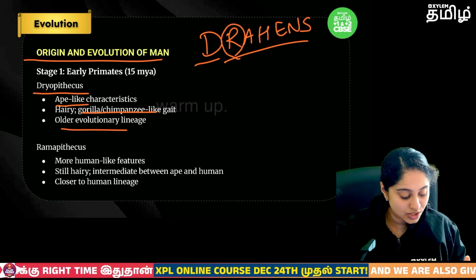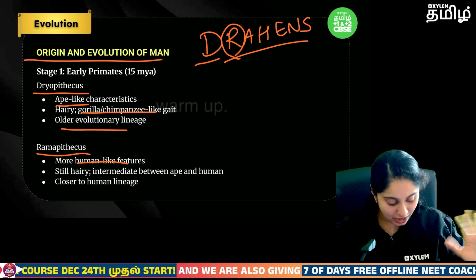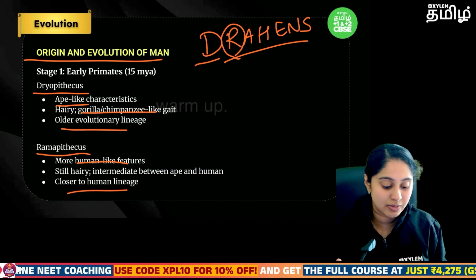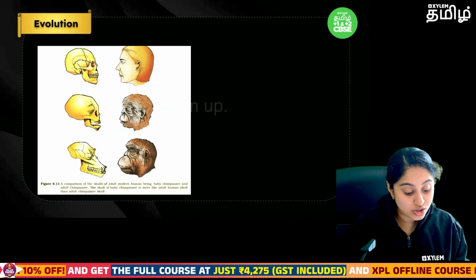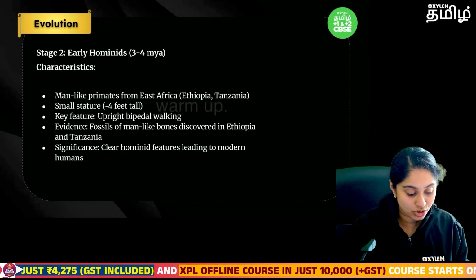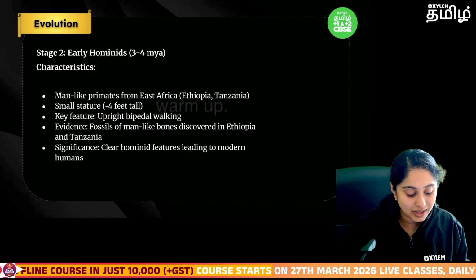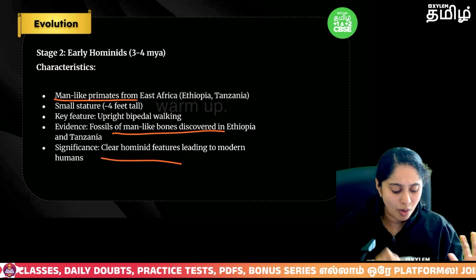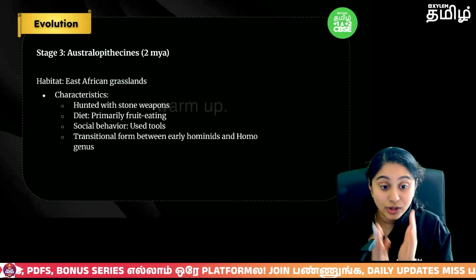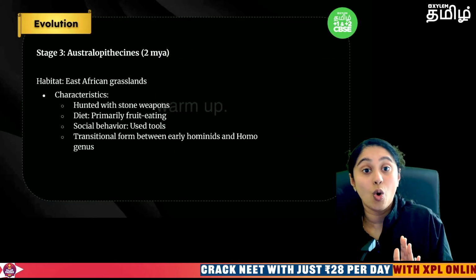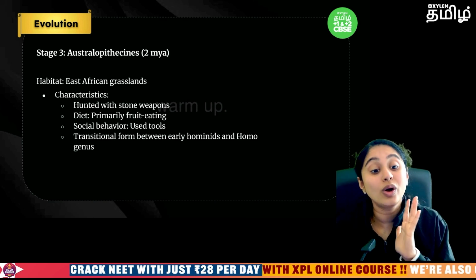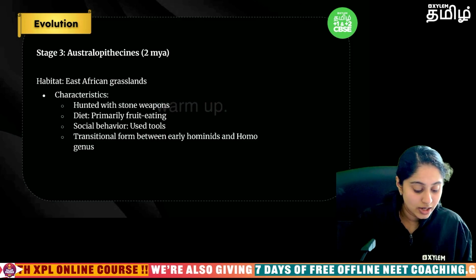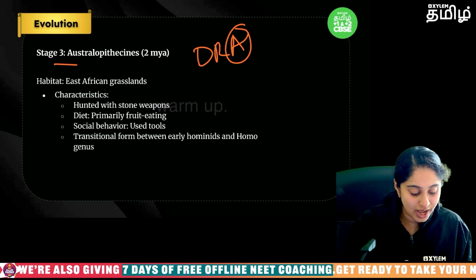Then R stands for Ramapithecus, which is more human-like, okay, closer to the human lineage, but it's a species between a monkey and a human. Then comes Australopithecus, okay, A for Australopithecus. Now this Australopithecus was man-like, okay, fossils we have got from different places, and little hominid kind of features are there, but the first human-like hominid was basically Homo habilis, okay, H.